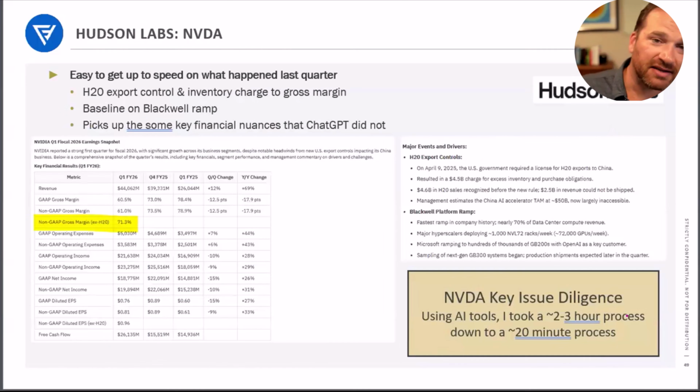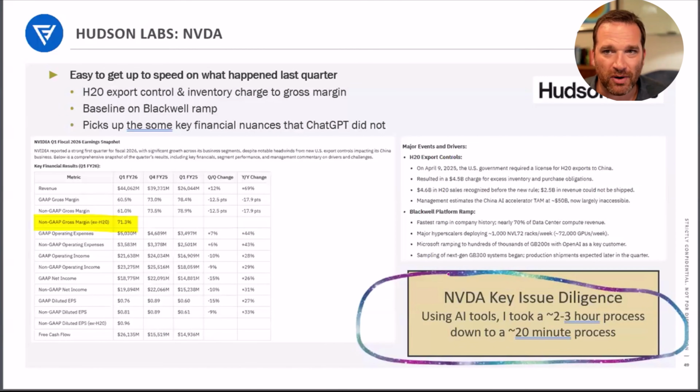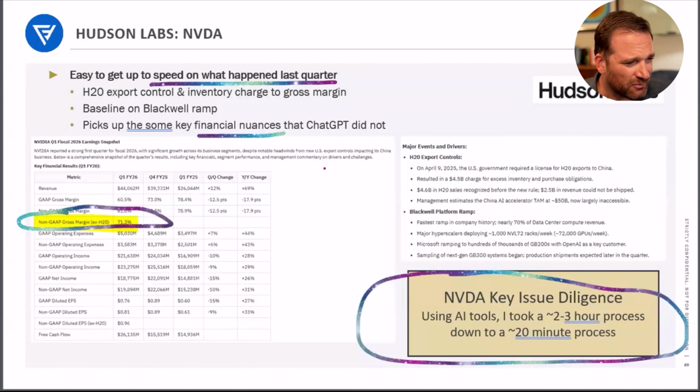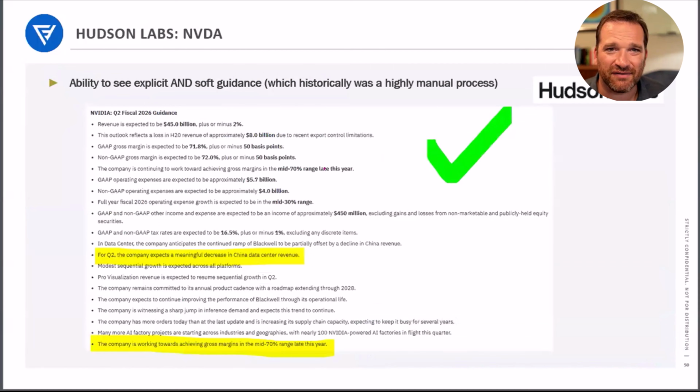I also use Hudson Labs to do some of these processes, to take what was a 2 or 3 hour process down to a 20-minute process by getting up to speed on what happened last quarter, seeing if the tool could pull some of the financial nuance, like the inventory write down from the China inventory last quarter, and get a baseline on Blackwell RAM. So a little bit of just efficiency.